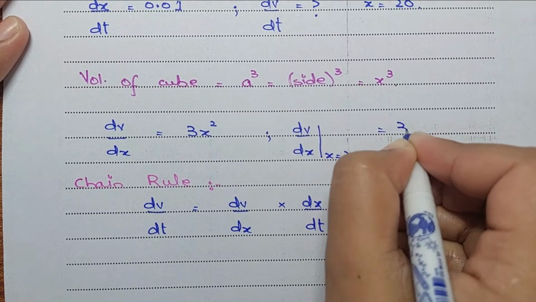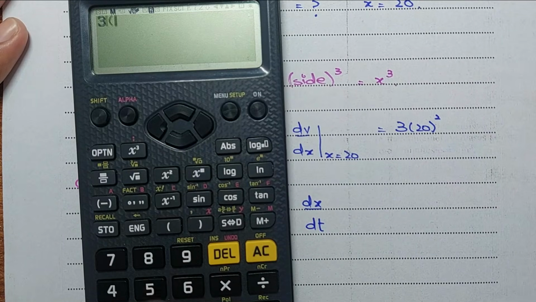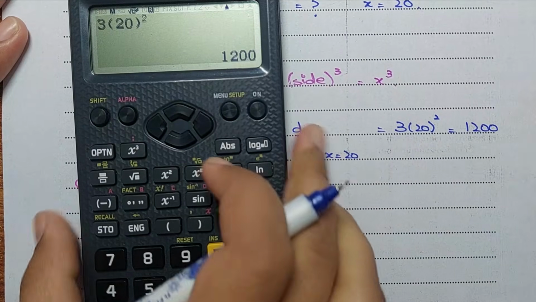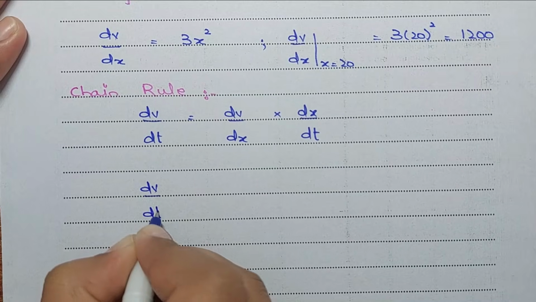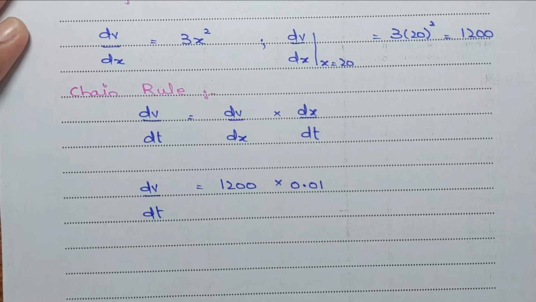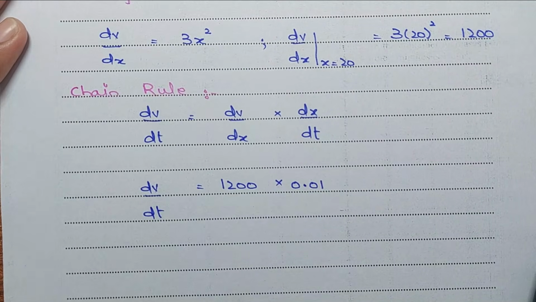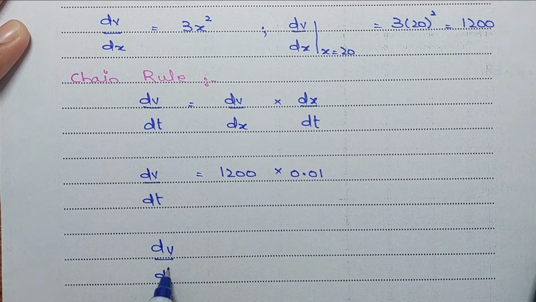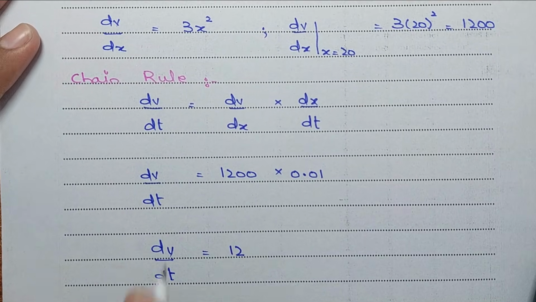When x is 20, it is 3 into 20 square, which is 1200. All right. Now put the values in. So dV over dt becomes 1200 multiplied by 0.01, and the final answer is 12. So dV over dt, the rate of increase of volume, is 12. This is the final answer.